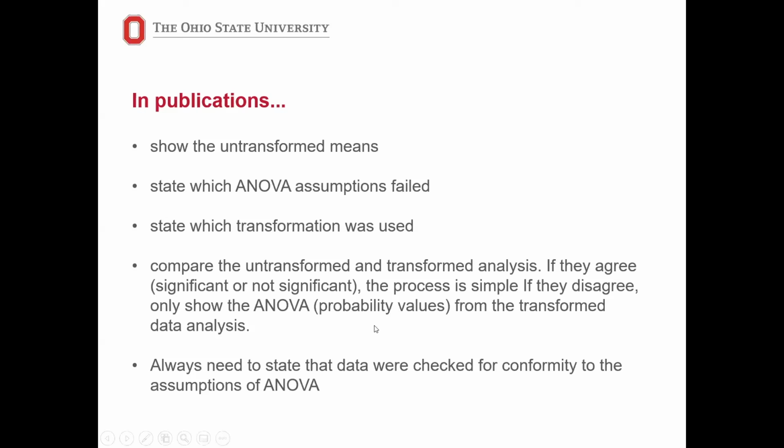If we have the case where the untransformed data was significant and the transformed data becomes non-significant, then we have a problem, because we can only show the results from the transformed ANOVA, and that would be a non-significant result. That's kind of unfortunate, because then we are limited on what we can say with our data, even though we might want to refer back to the untransformed data that was significant. It's very likely that it's a type 1 error because of the violations of the assumptions of ANOVA.